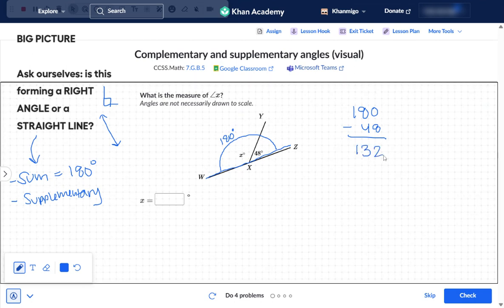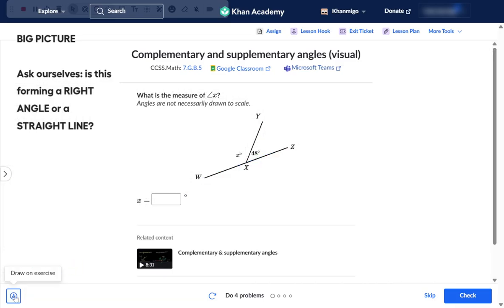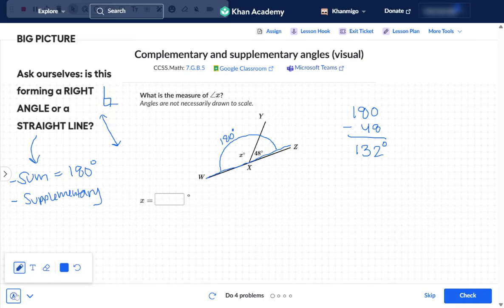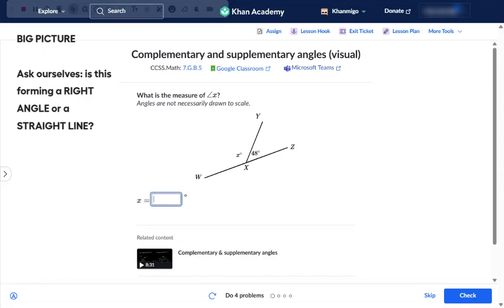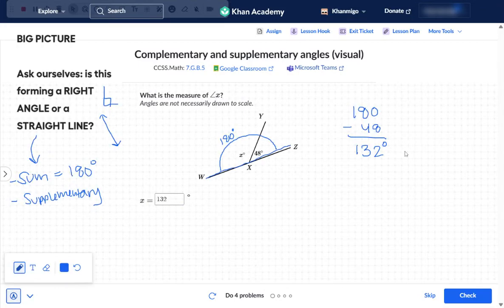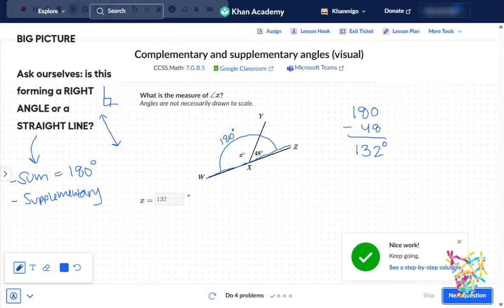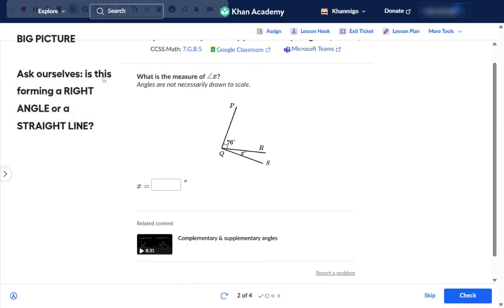So 132, but remember we don't stop there. 132 what? 132 degrees, we need to include the unit of measurement. Lucky for you in Khan Academy, it automatically includes the unit, so you don't have to worry too much about that. We'll type it in and check. Yep, 132. Hooray! All right, let's try another one.